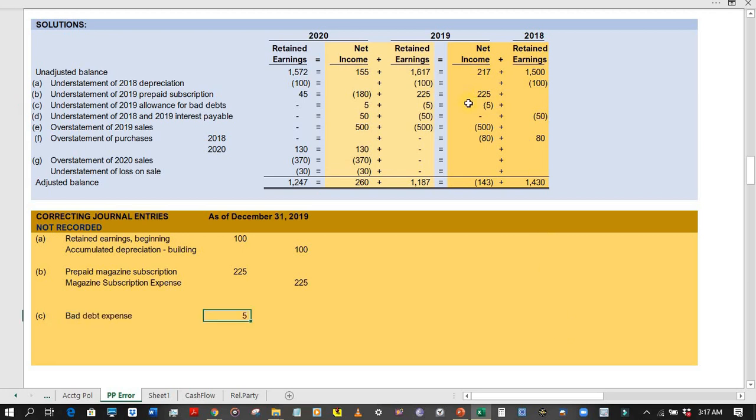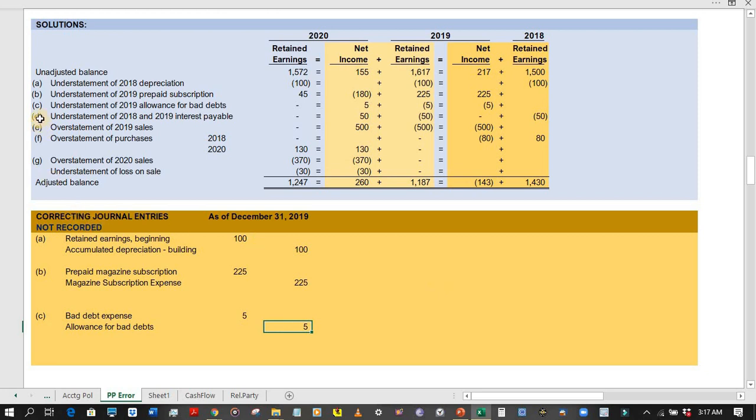And again, since the adjustments of net income and retained earnings are not balanced, the account to be credited is either an asset or a liability. And since this is related to bad debts, the account to be credited is the contra asset account, which is the allowance for bad debts for 5 pesos. Again, this is because this is related to the understatement of allowance for bad debts in 2019. So if the allowance for bad debts in 2019 is understated, in order to increase the allowance for bad debts, we need to credit allowance for bad debts for 5 pesos.